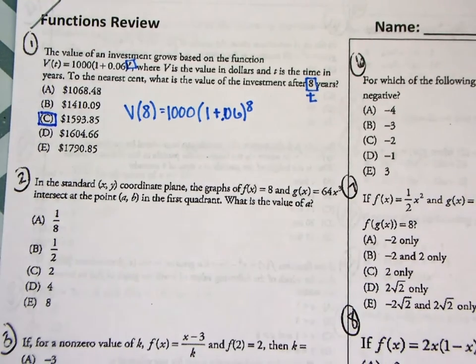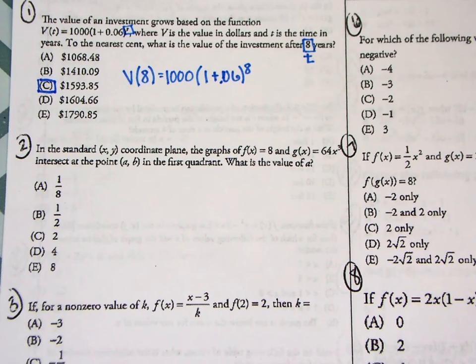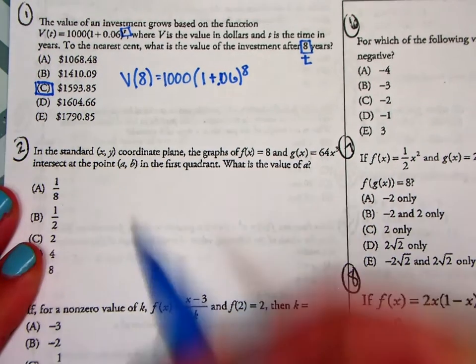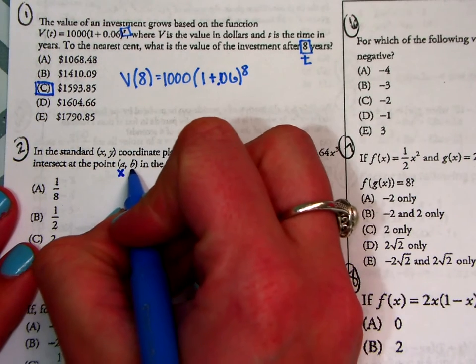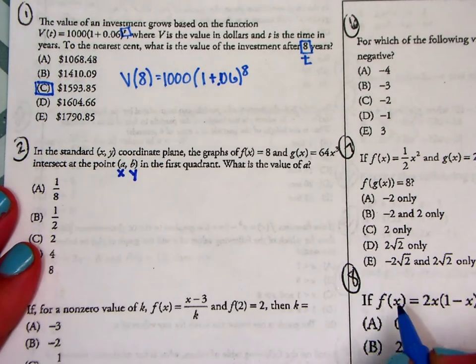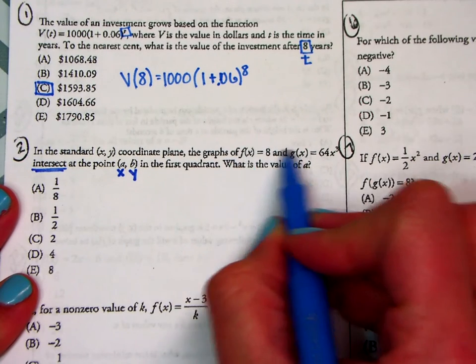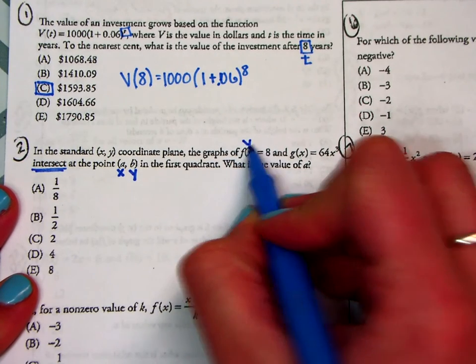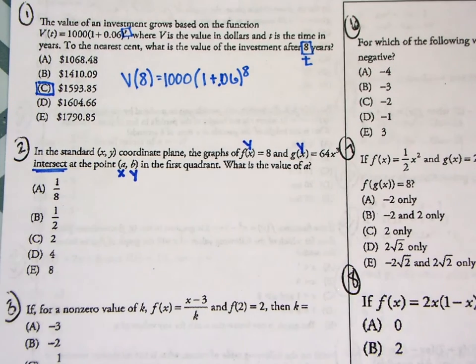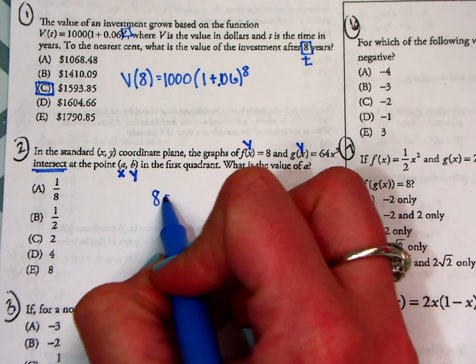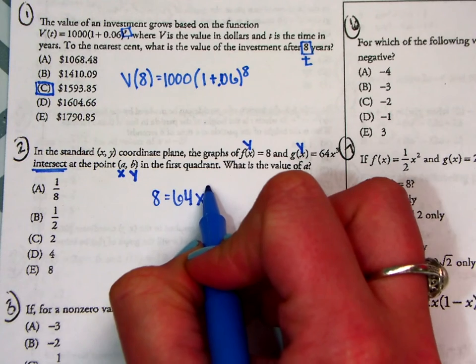Number 2, in a standard xy coordinate plane, the graph f of x equals 8, and the graph g of x equals 64 x cubed. They intersect at (a, b). What is the value of a? So remember, when you're dealing with coordinates, a is going to represent the x value, where b is going to represent the y value. They are intersecting, which means the y values, f of x, this is just a y, and this is just a y. The y values equal each other when they are intersecting. So all you're actually going to do is set this equal to each other.